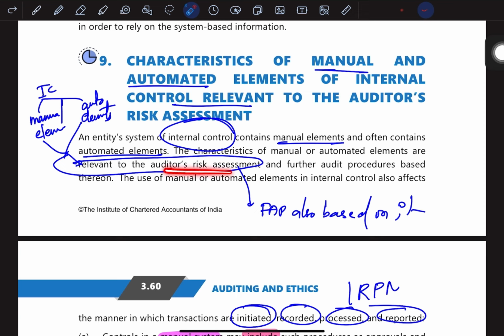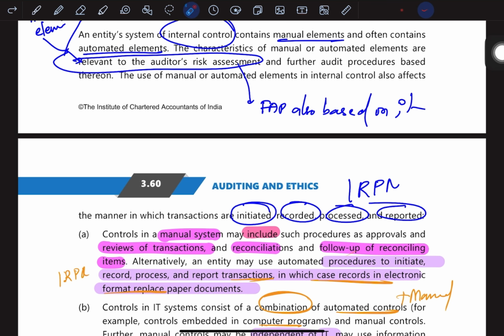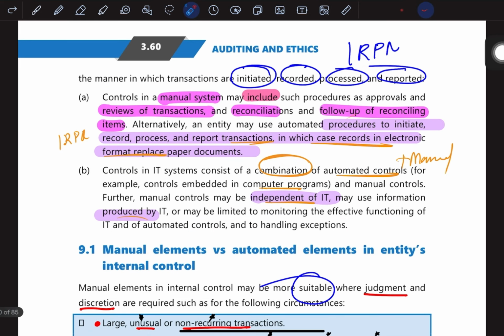Both are relevant to the auditor's risk assessment. And depending upon the auditor's risk assessment, further audit procedures are also based on it. So basically, whatever manual elements and automated elements there are, they affect the manner in which transactions are initiated, recorded, processed, and reported. First and foremost, controls in a manual system include what? And when will the entity use automated procedures? And lastly, there is a conclusion that an entity uses a combination of automated and manual controls.